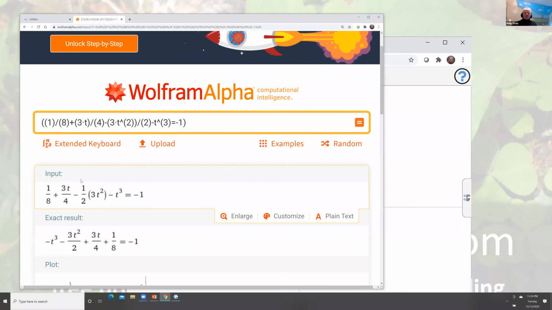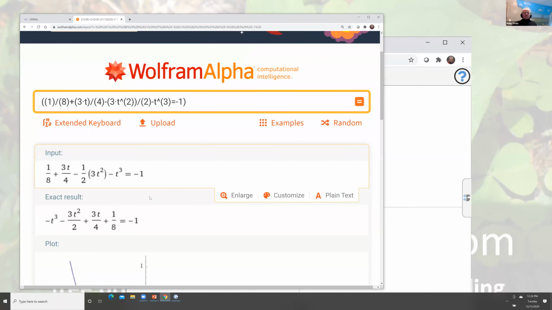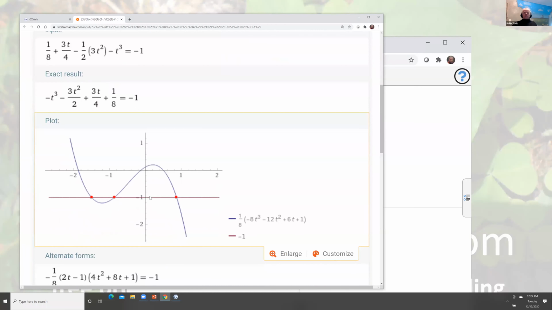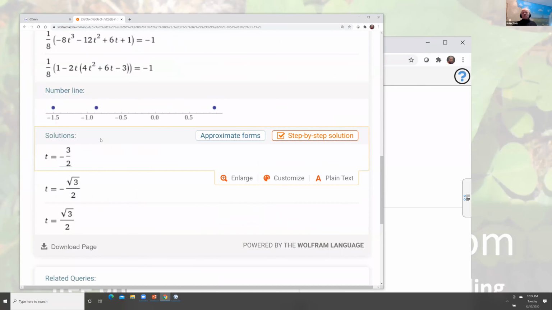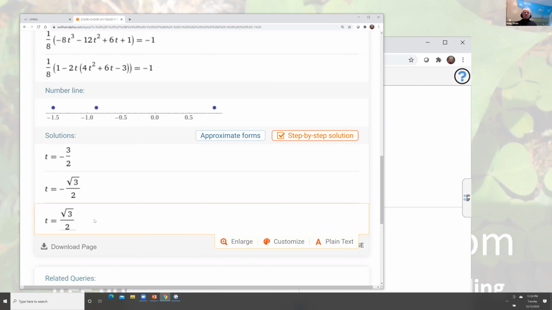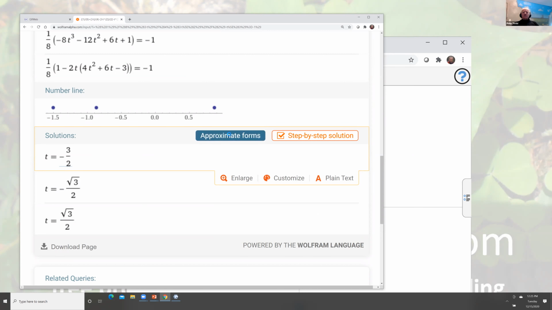Well, it's interpreted the input. Looks like it's correct to me. It's plotting it. It's got alternate forms, and there we have what we wanted with solutions. Three solutions. Seems reasonable. It's a cubic. But I like these two the best. They're a plus and a minus, and they're symmetrical. They smack of the right solution. I'm just going to be altering t in my numeric panel. So let's look at them numerically.